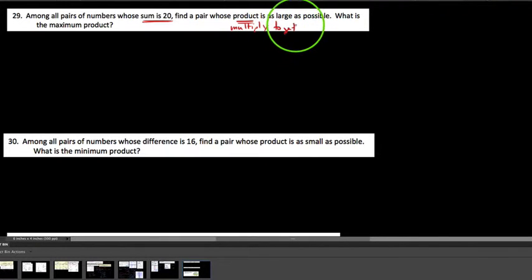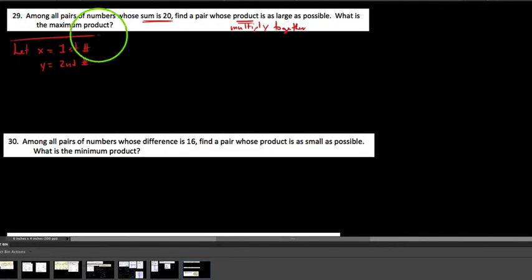And so what I want to start with is this. Because we're looking for two numbers, among all pairs of numbers, find a pair of numbers, we're going to start by defining our variables. We're going to say let x equal our first number, and we're going to let y equal our second number.